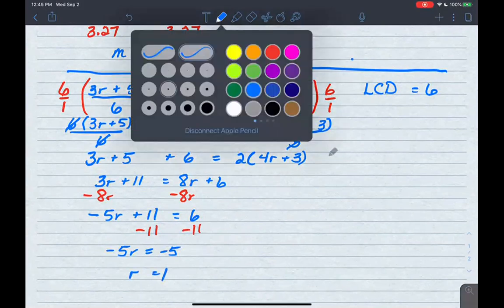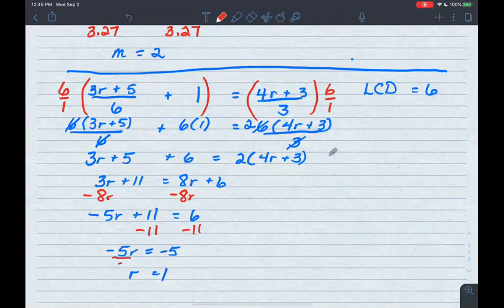I kind of cheated there and didn't write my step down, but I divided by negative 5. Negative 5 divided by itself is 1. So r equals 1. You would enter that back in Alta and then move on. Hopefully we didn't make a mistake along the way. It doesn't look like we did.